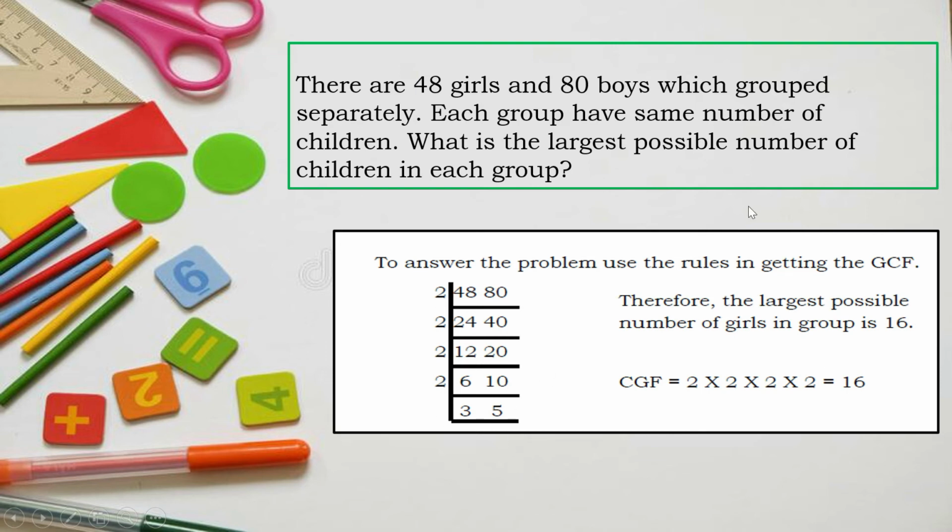So, again, since this is GCF, we get the numbers on the left side, the divisors. So, we have here four 2s. So, they are here. You just multiply them. So 2 times 2 is 4, times 2 is 8, times 2 is 16. So the largest possible number of children in a group is 16. Okay?